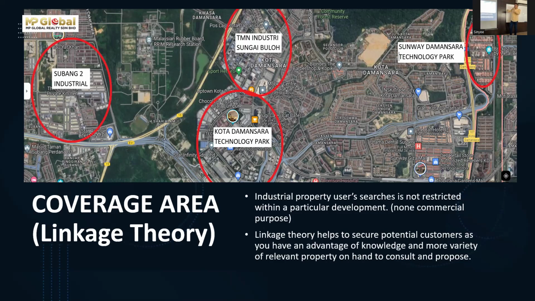For example, Kota Damansara Utama uptown, short lots, is a very prime area if I want to open F&B, right? High traffic. Industrial is different. They don't need all this high traffic, but they need similar and convenient access in the same area. That's why a Sunway Damansara client actually goes to Kota Damansara. The Kota Damansara area can pull to Taman Industri Sungai Buloh and Subang Industrial 2, and pull to Sunway Damansara. You see this linkage, this is very important.